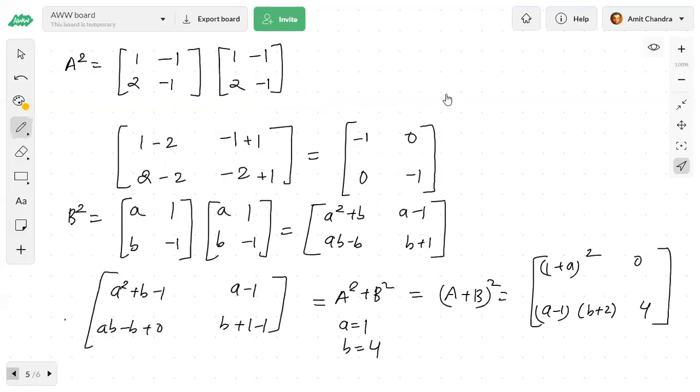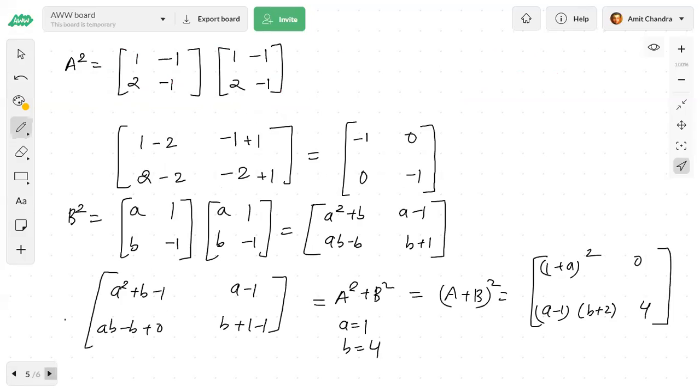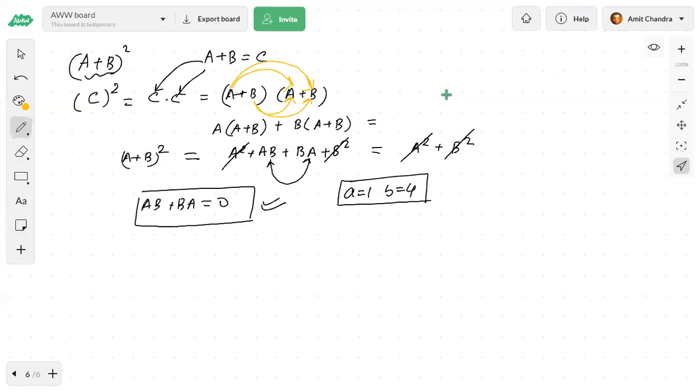Now see, in the original question, they have given that A plus B whole square is equal to A square plus B square. I have found A plus B whole square, and this I'm equating with A square plus B square. Did you understand? So now this A square and A square are same, so these will get cancelled, and these B square and B square will get cancelled. So you'll simply get AB plus BA is equal to 0.